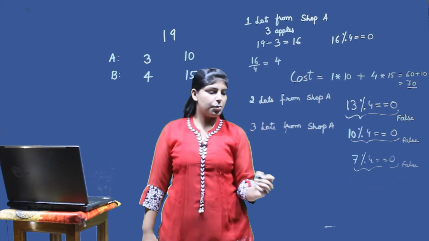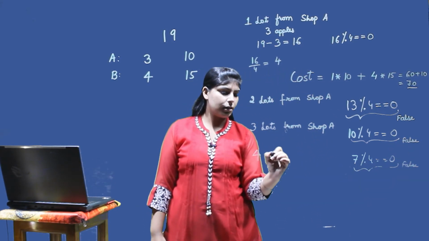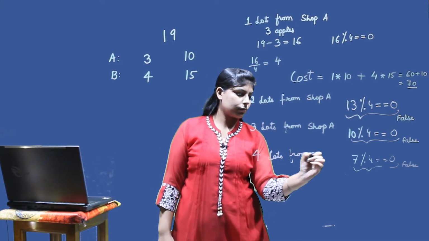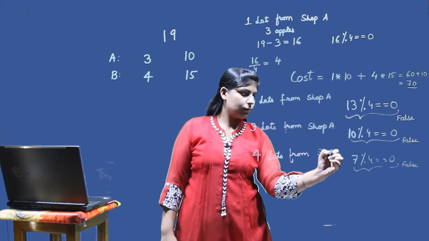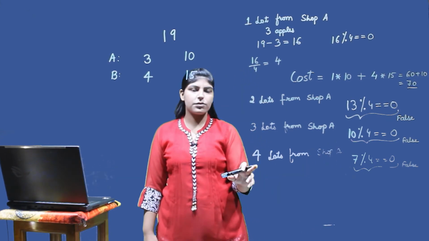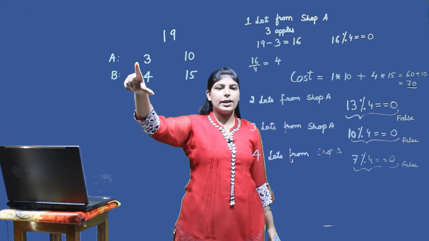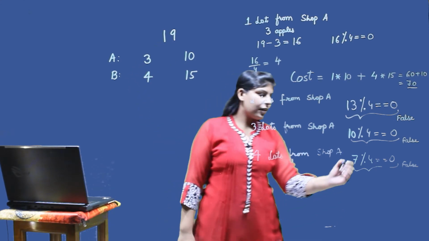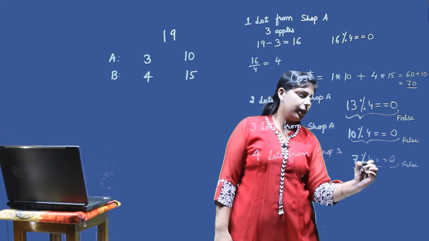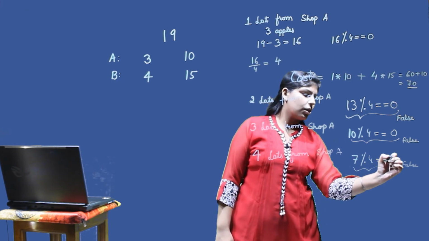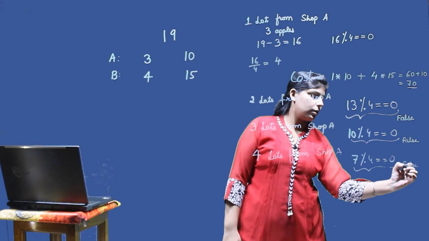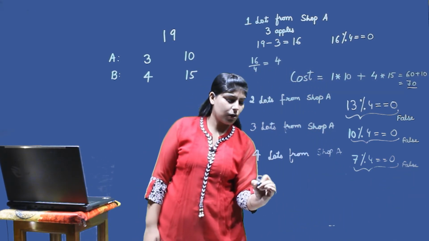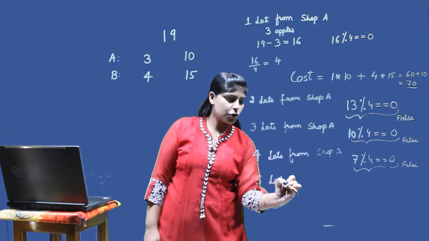Let's see, he buys 4 lots from shop A. If Kazama buys 4 lots from shop A, he'll have 4 into 3, that is 12 apples, and the remaining apples are 7. 7 apples cannot be bought from shop B, so again this option is not possible. Let's see the next case. He buys 5 lots from shop A.